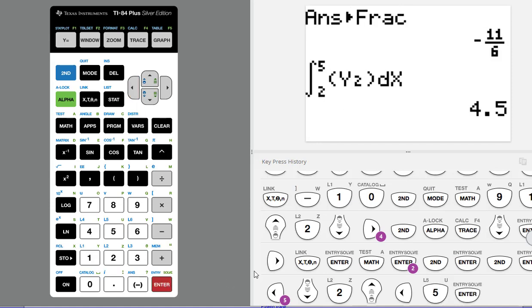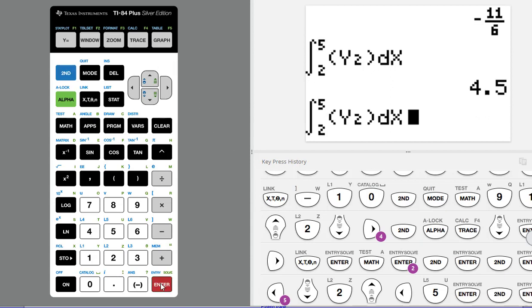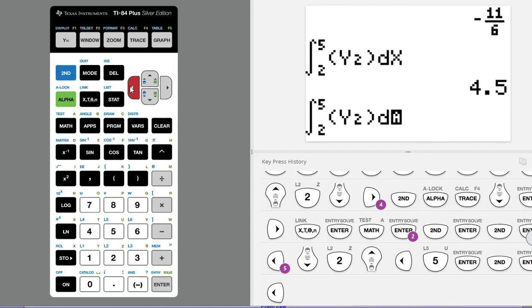And so we get 4.5. That's already positive. So we got 11 over 6 plus 4.5. And then for the last piece, we're going to go from 5 to 7. So just second, enter. And we're going to have 7 as our upper limit and 5 as the lower.